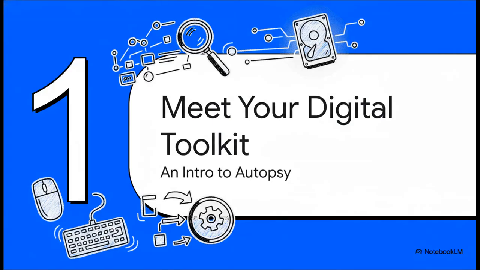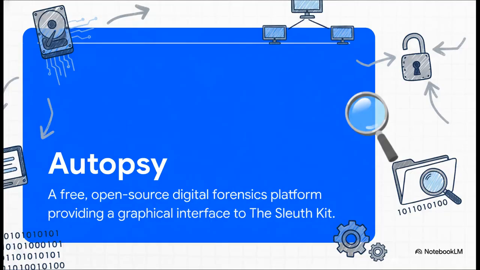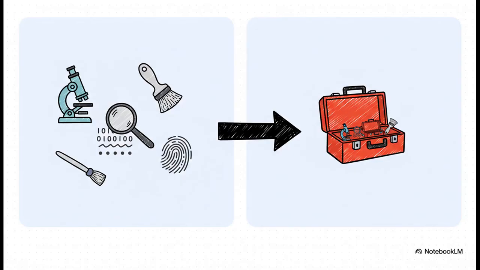It's time to meet your digital toolkit. We know all these digital clues are out there, but how in the world do you find them and make any sense of them? Well, for us today, the answer is this brilliant piece of software called Autopsy. So what is it exactly? Simply put, Autopsy is a free, open-source digital forensics platform. It's basically the super user-friendly face for a really powerful set of tools called the Sleuth Kit.